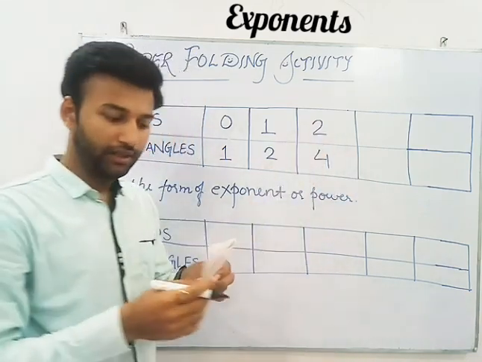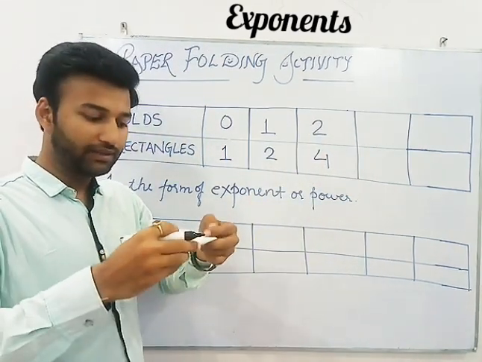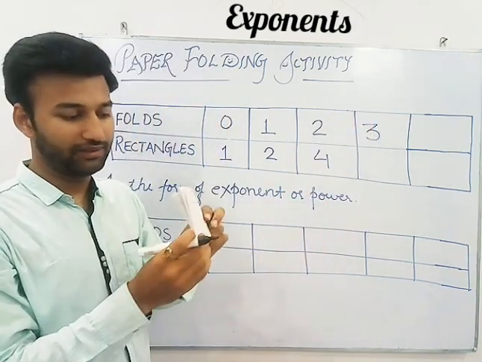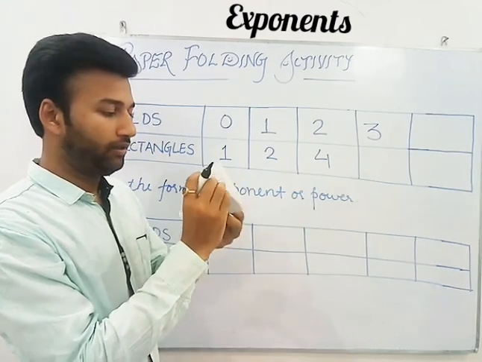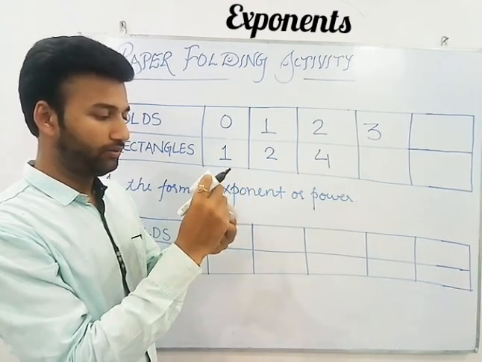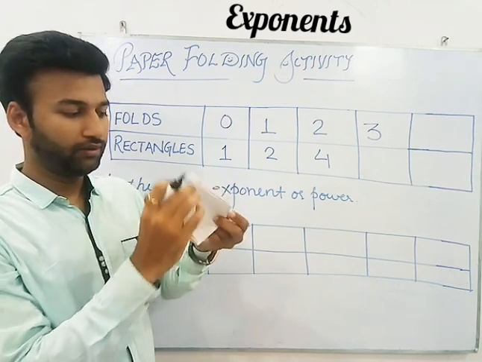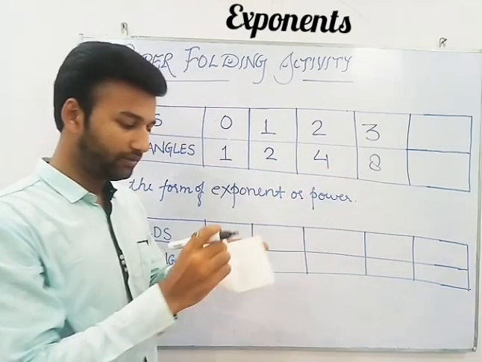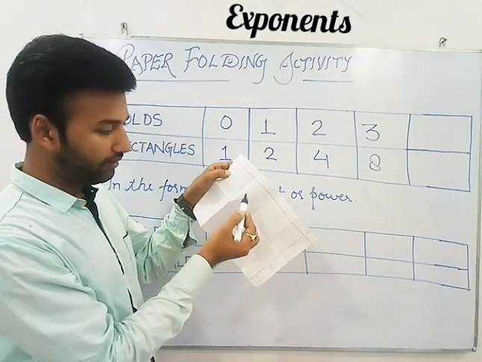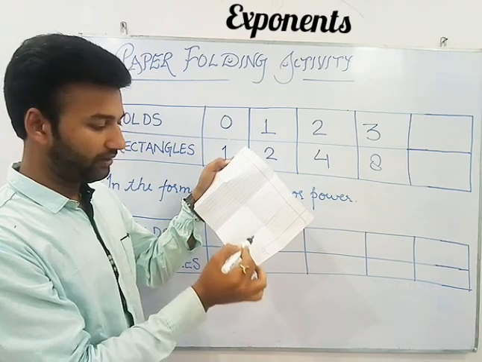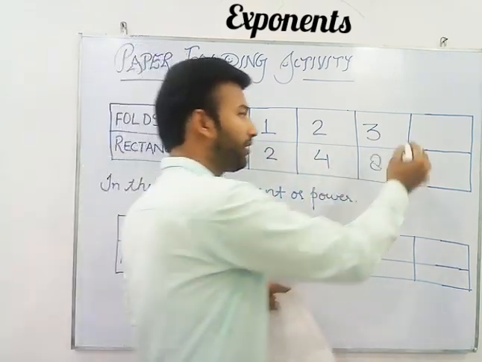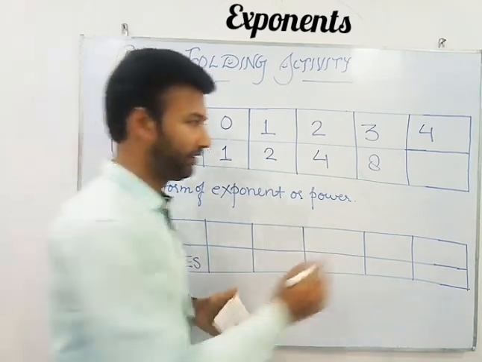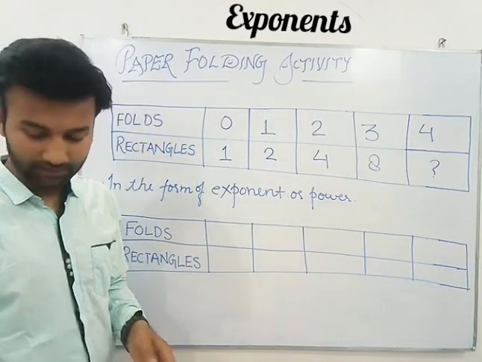4 rectangles. Now, when we fold this paper once again, 3 times, how many rectangles are there? You can check. 1, 2, 3, 4 and 5, 6, 7, 8. Or you can open it and count: 1, 2, 3, 4, 5, 6, 7 and 8. 8 rectangles. Similarly, when we fold this paper 4 times, how many rectangles are there? Find it. You will find it.